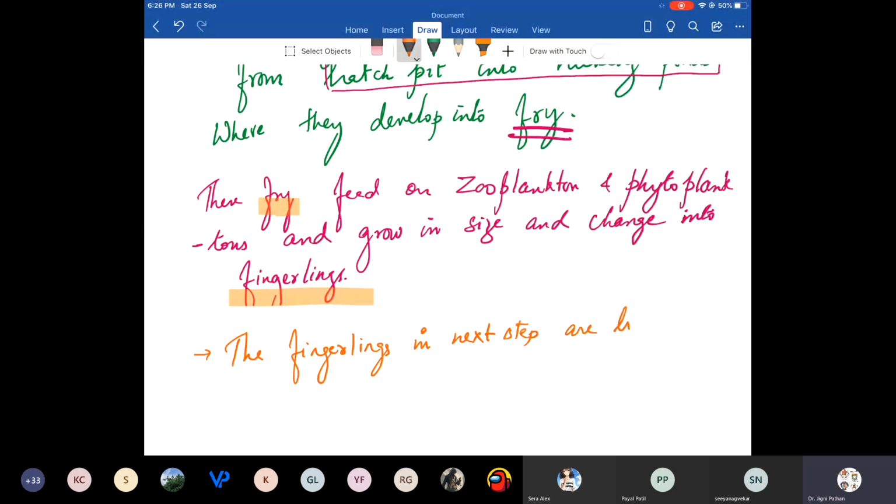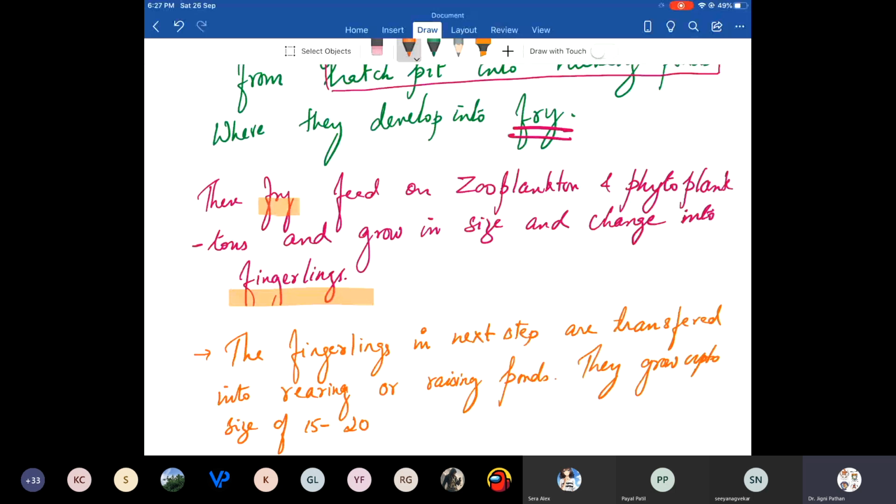The fingerlings are transferred into rearing or raising ponds. They grow up to a size of 15 to 20 centimeter long.